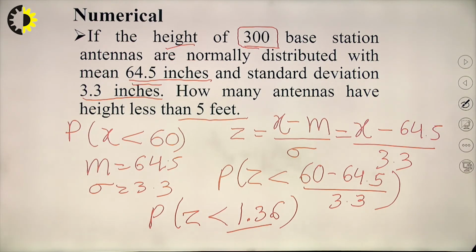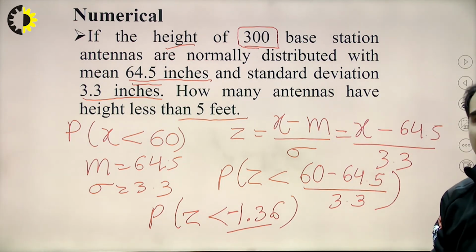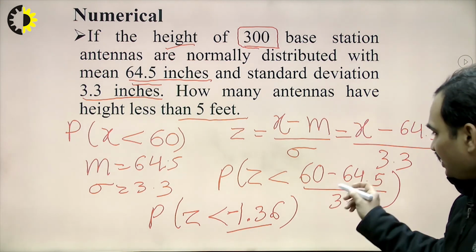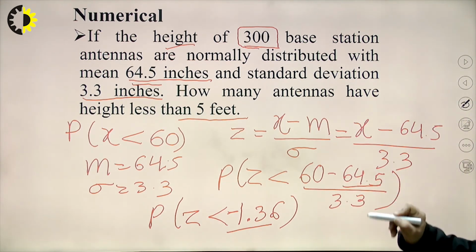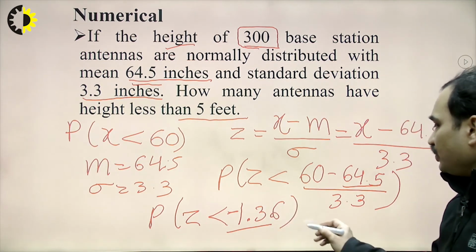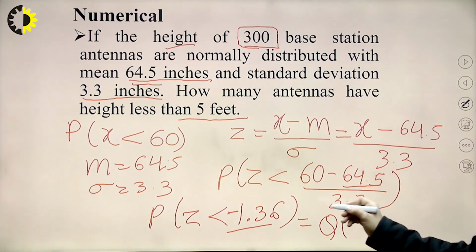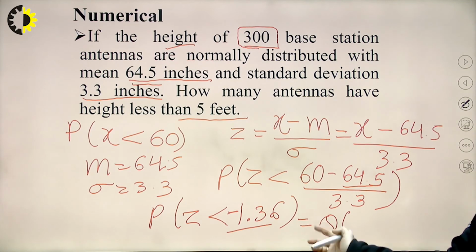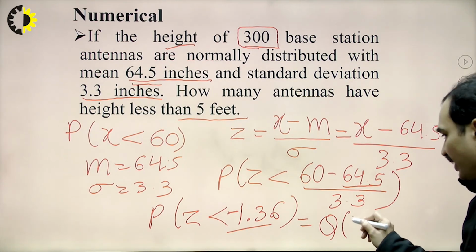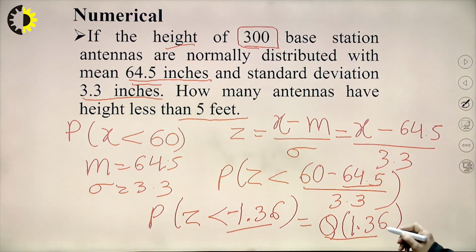But we know that this is nothing but the Q function, and it is minus 1.36, sorry for that. We are getting minus 1.36 because we have the negative value here, 60 minus 64.5. So for this particular value, this is nothing but the Q function, because it is less than minus 1.36, so we can find it for the greater side. So it is Q of 1.36.